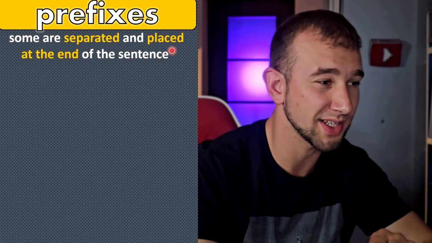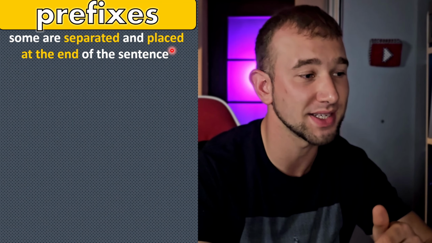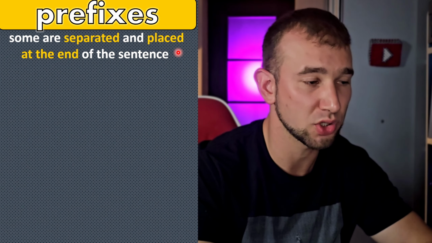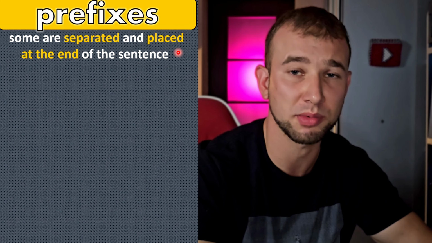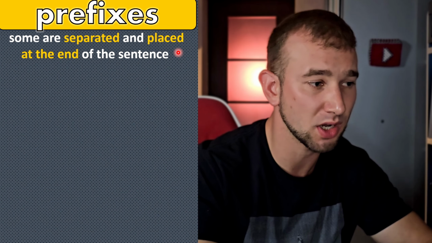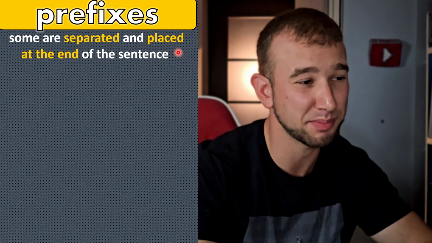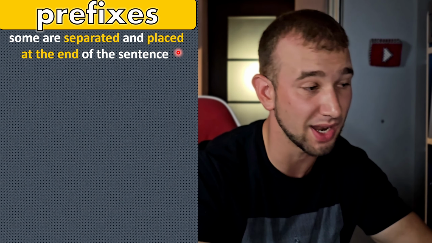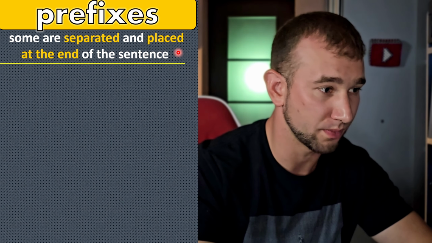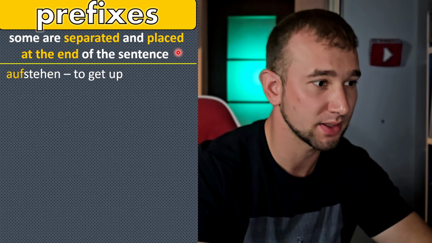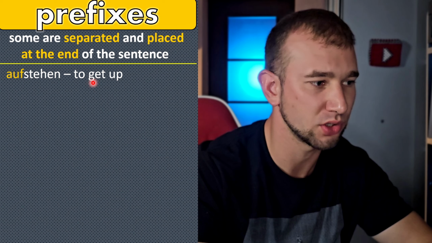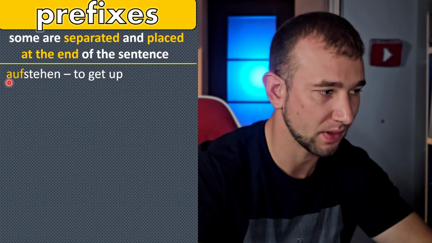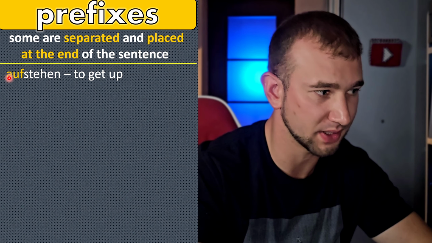Therefore, there are some prefixes in German which are separated and placed at the end of the sentence. Such examples you will see in videos about learning German vocabulary, German by listening. And this is the topic of future videos, but it is better to know this topic now. So, some of them are separated and placed at the end of the sentence. For example, aufstehen, to get up. Auf is one of these prefixes.